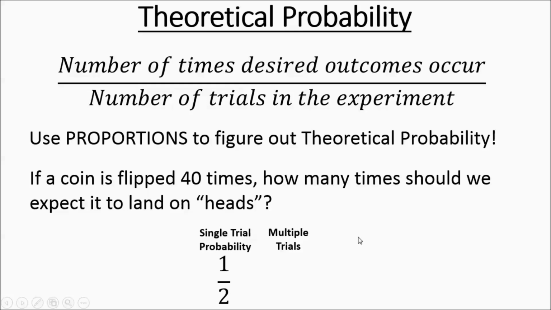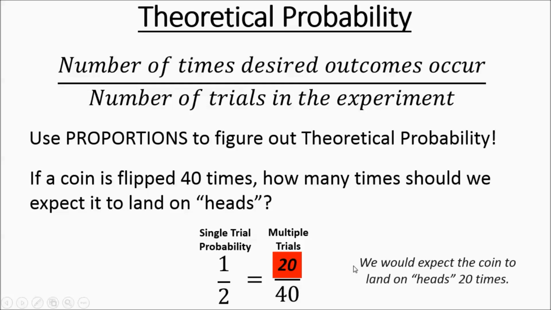Well, for multiple trials, we're doing 40 trials, 40 flips. That's going to be how many out of 40? And you can solve for n by doing your cross product and then divide by 2, 40 times 1 divided by 2, and you get 20. So we would expect the coin to land on heads 20 times. Now if you flip a coin 40 times and always exactly get 20, that's going to be kind of weird. But in theory, you would get 20 out of 40 heads. Okay, it's not always going to happen. Sometimes you'll get a little more, sometimes you'll get a little less.